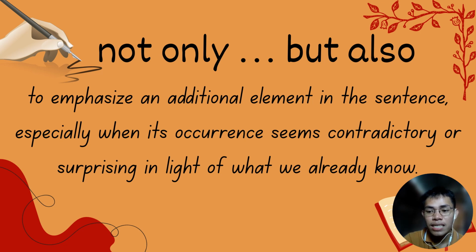The next one is not only, but also. So basically, we use this when we want to emphasize the additional element in the sentence, especially when the additional element seems contradictory or surprising. So just like yet. So if it is surprising, we use not only but also. Meaning if the additional elements are surprising, we use not only but also.